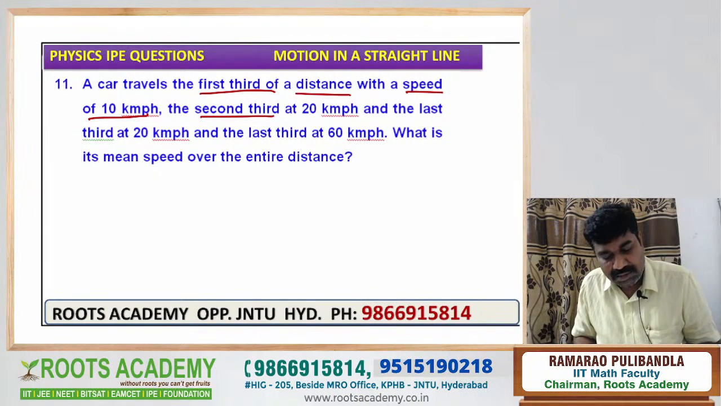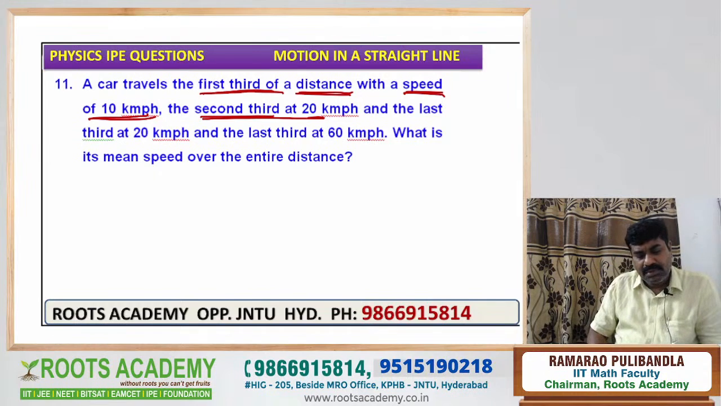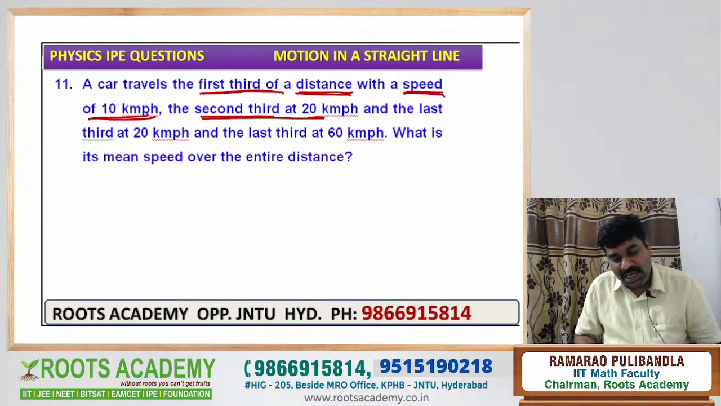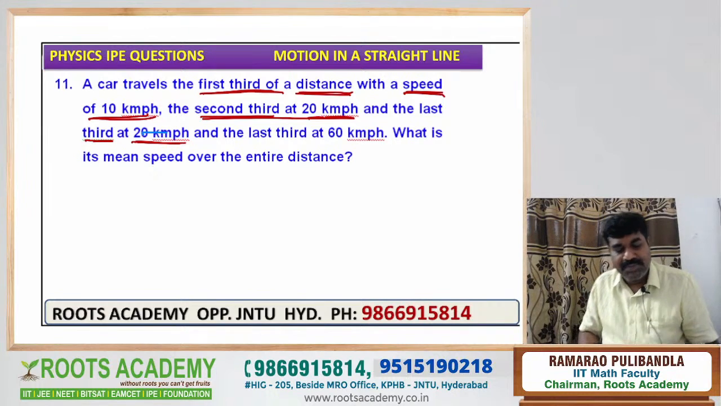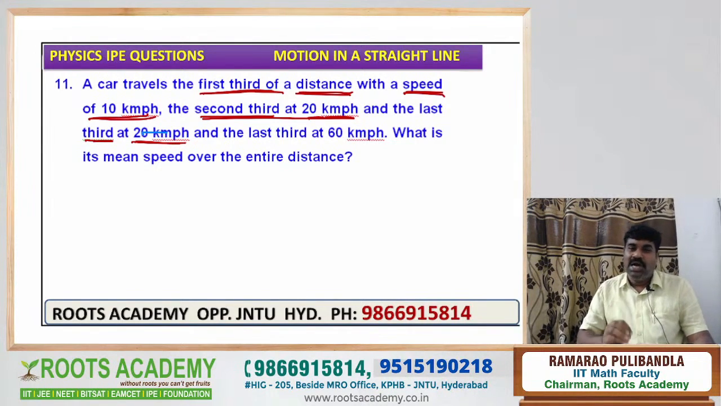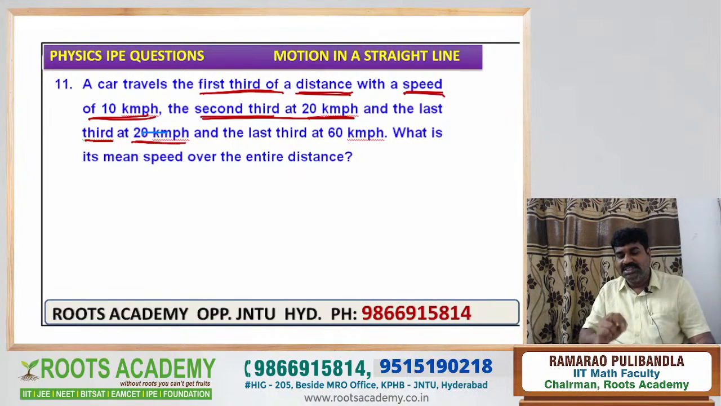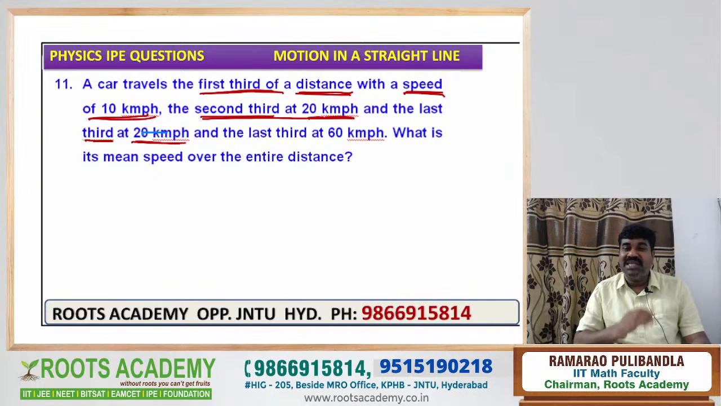Here it is given that a car travels the first third of the distance with a speed of 10 kmph, the second third at 20 kmph, and the last third at 60 kmph. What is its mean speed over the entire distance?